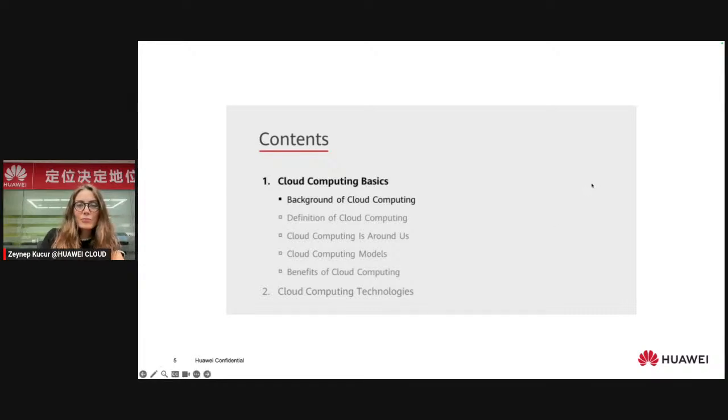And then we talked about the models and the deployment models. We talked about benefits of cloud computing.